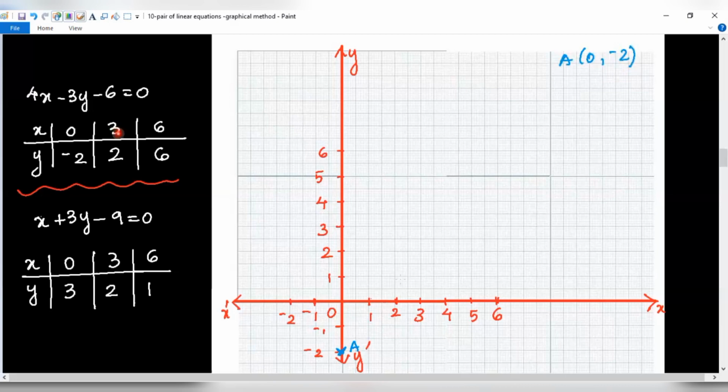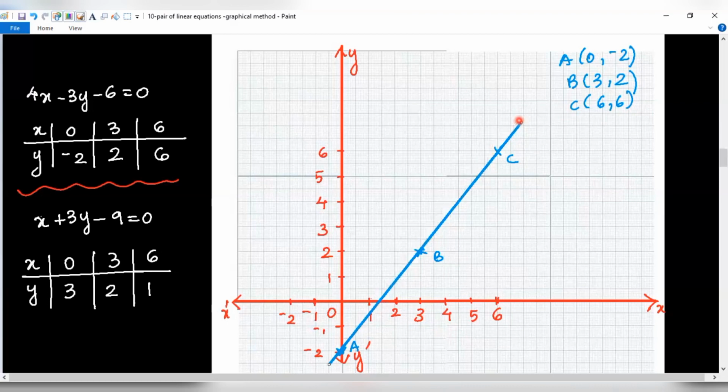Now 3, 2. On x we have 3, and on y we need 2. So this is the point. 3, 2. So let me name it as B. So B is 3, 2. Next we need 6, 6. On x we need 6, and on y also we need 6. So this is the point. So this is 6, 6. Now let us join these 3 points. We got a line like this. Okay.